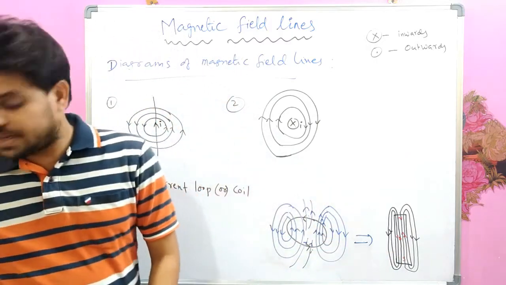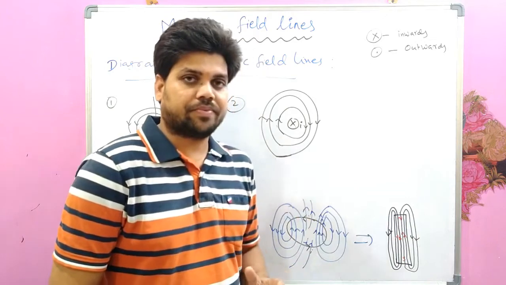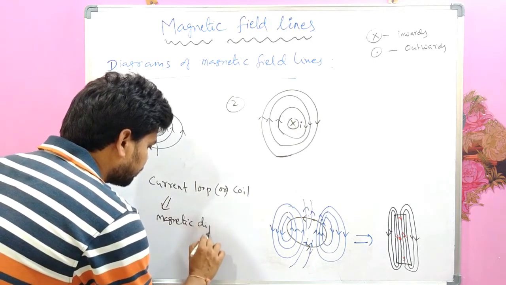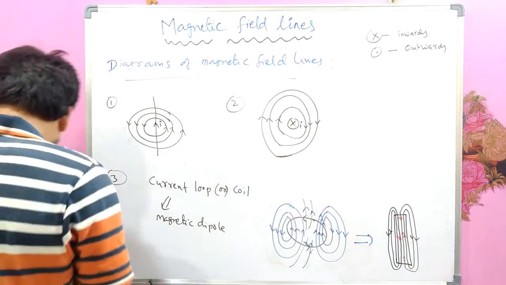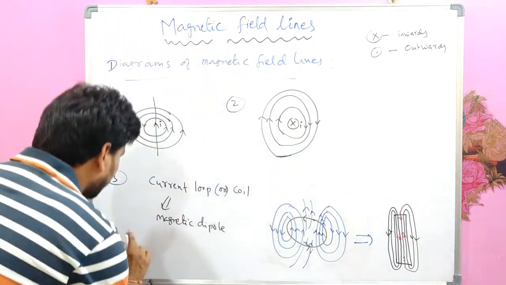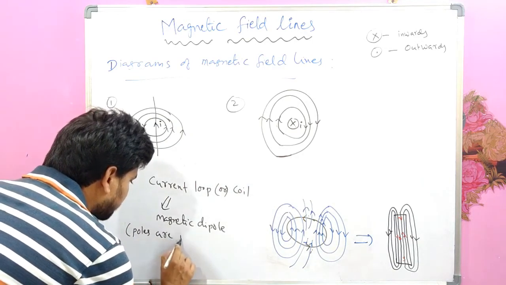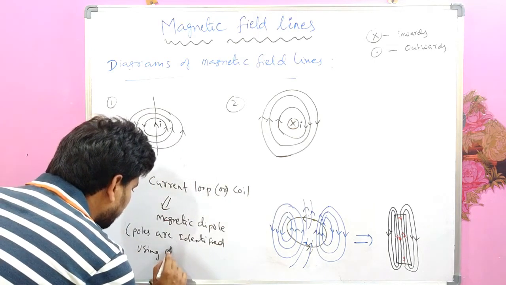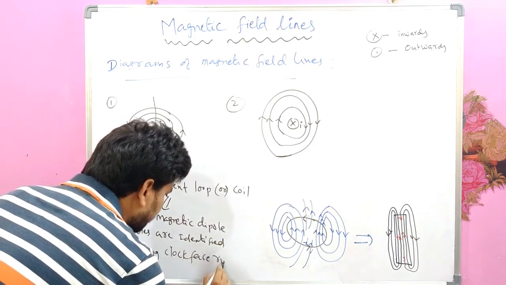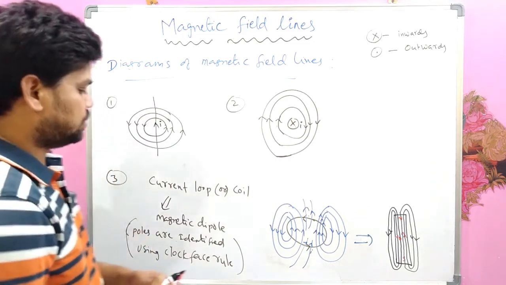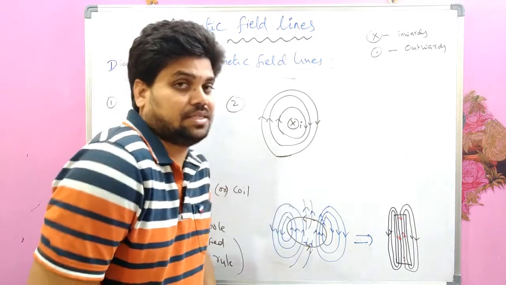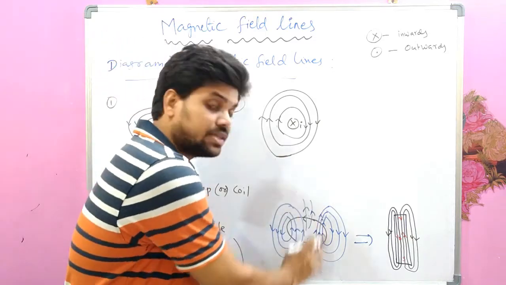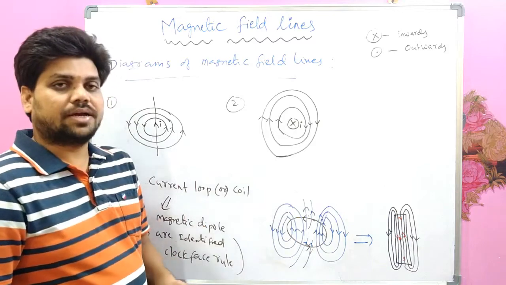Exactly the same as the magnetic field lines due to a current loop, which means that this current loop acts as a magnetic dipole, which means that this should have two poles, right? So that poles will be identified. Poles are identified using the clock face rule. Okay, so poles are identified using the clock face rule, because we cannot simply say this is north and this is south, as in the case of a bar magnet, right? So what is that clock face rule, and what are the poles of north and south for this current loop if it is acting as a magnetic dipole?